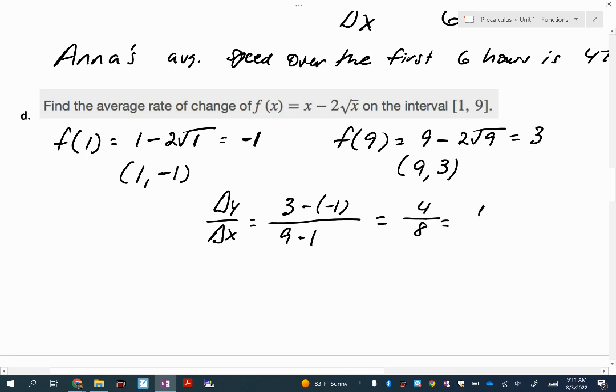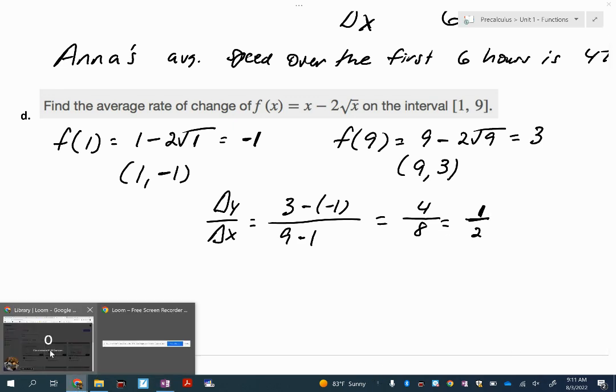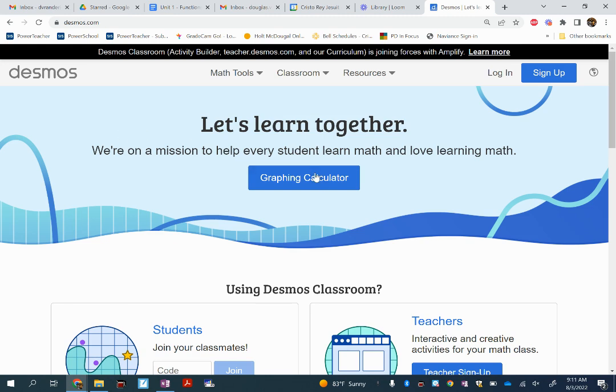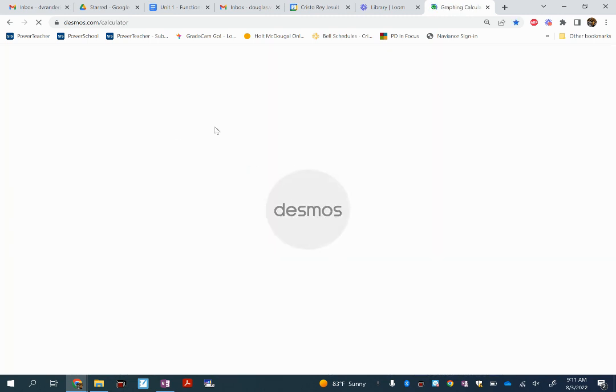Okay, and you don't have to do this, but I just want to connect it, hopefully in your brain, to what we're talking about. So if I were to graph this function, x minus 2 times the square root of x, into decimals, I'm going to do that right now. So we have x minus 2 times the square root of x.